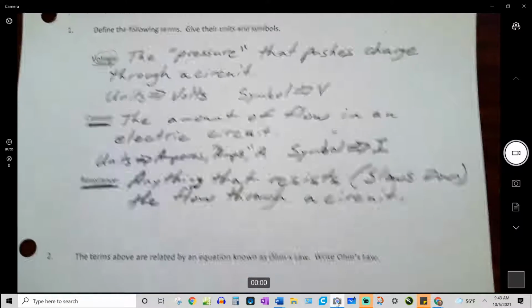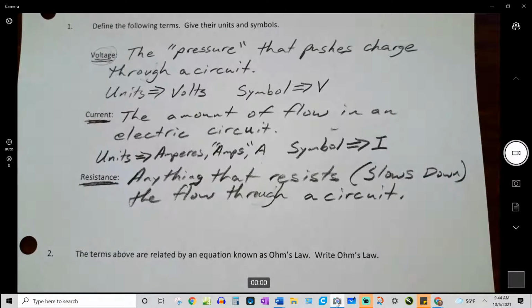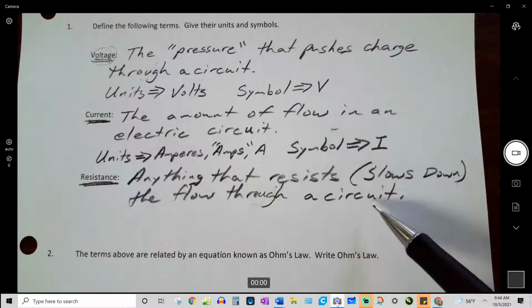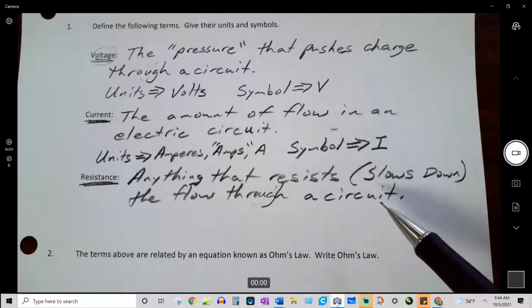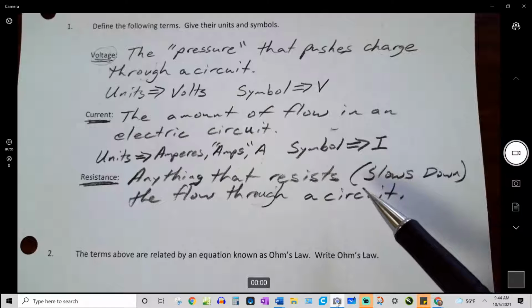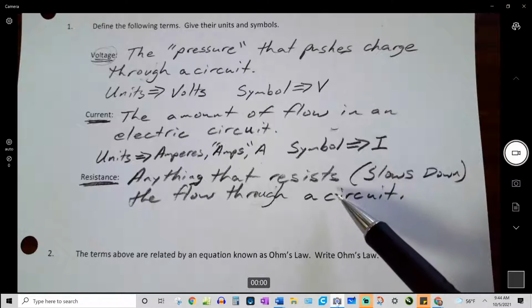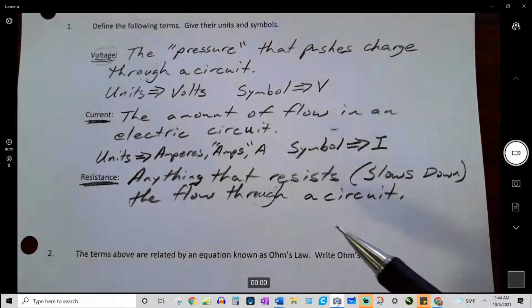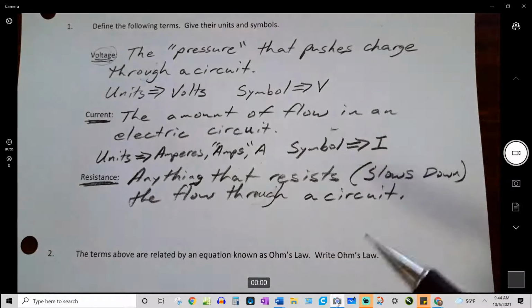So sometimes the only point of a resistor is just to slow down the flow of the circuit. If you've got a circuit and some electronic device and there's too much current in it, you'll put a resistor in there just to protect the electronics, just so it doesn't get too much current and overload something. Most of the time, resistors are things like light bulbs and power saws and computers, things that are using the electricity but also slowing down the flow.